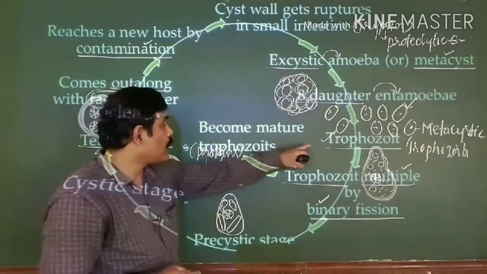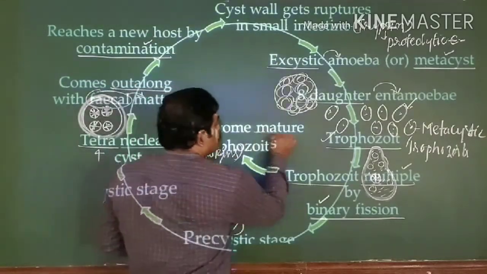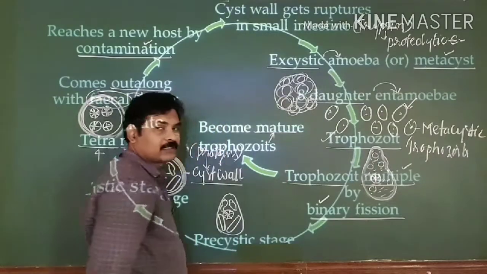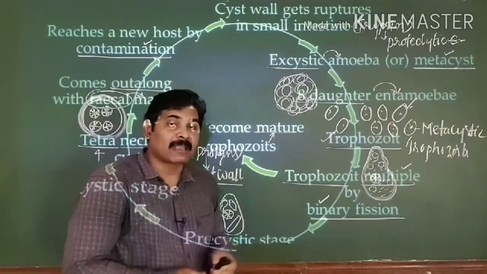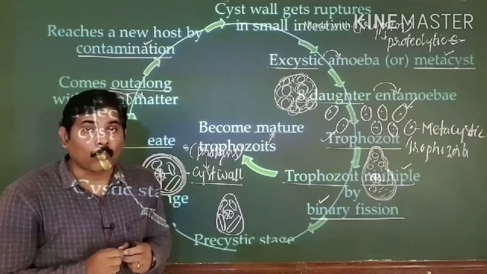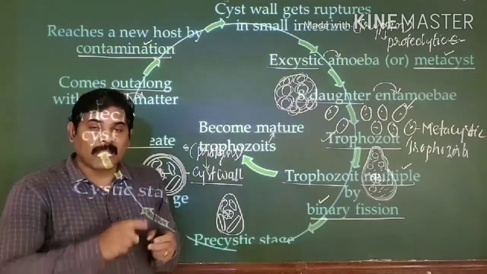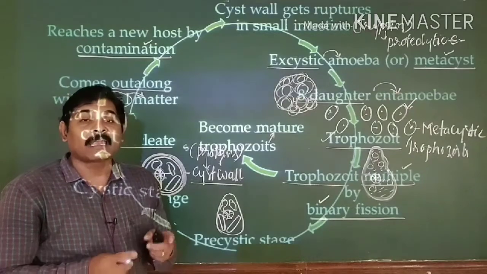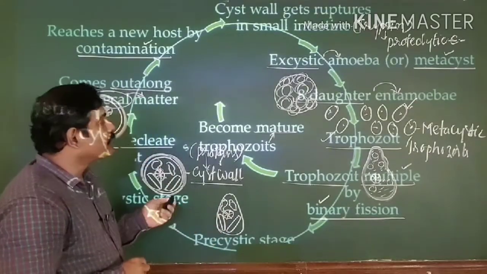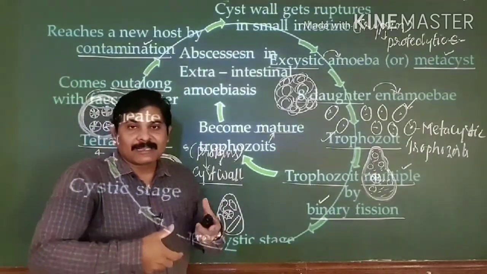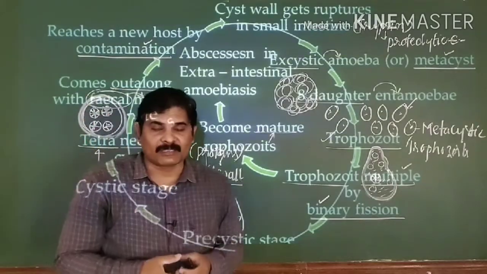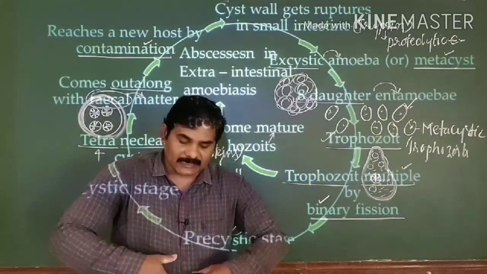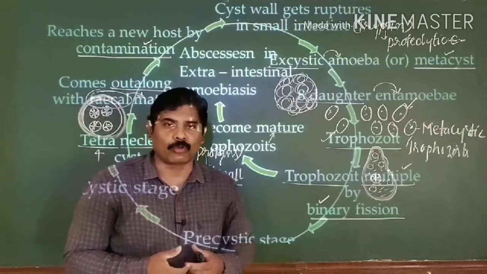So when these trophozoites become mature, in some peculiar cases they break down the wall of the blood vessels and enter into the bloodstream. Clear? Then from the bloodstream, they enter particularly the liver first. From the liver, they spread to the various body organs.